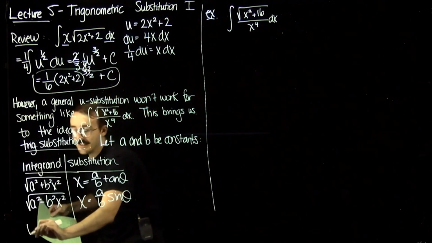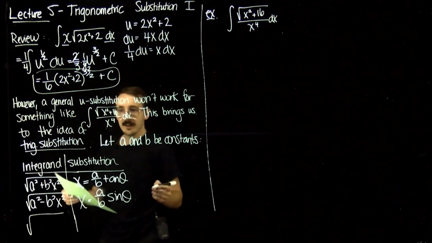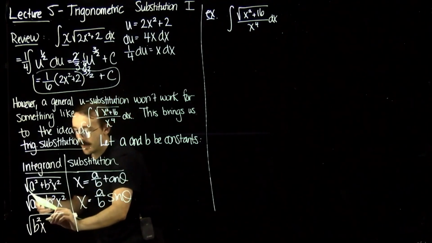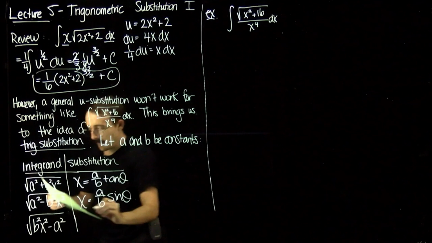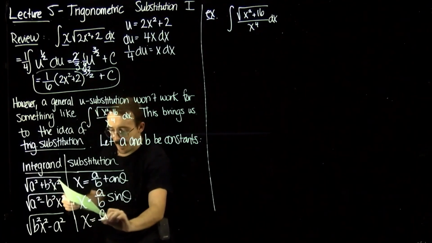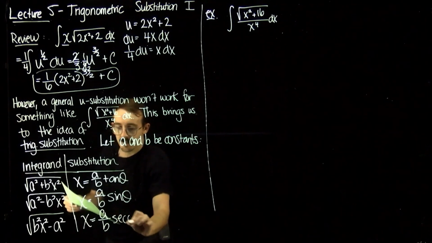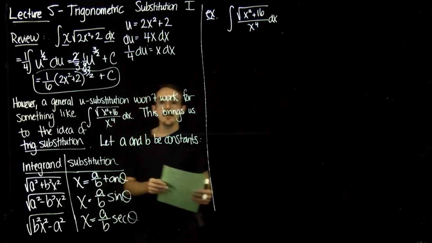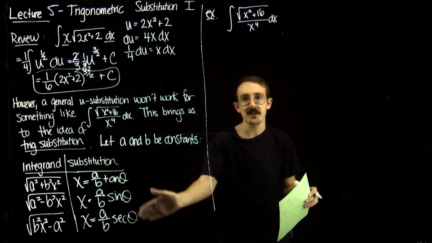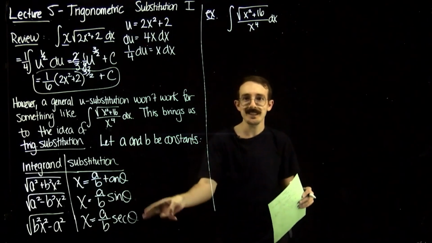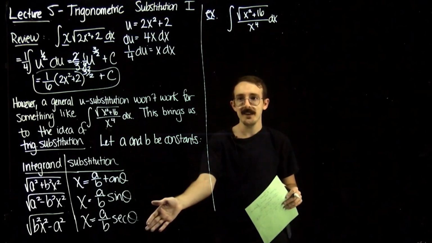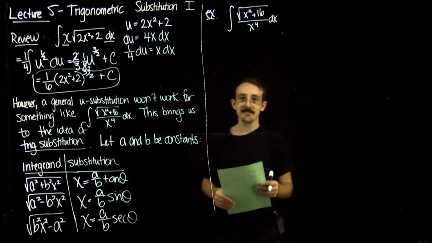And then finally, the last case that you want to write down is what if it's switched? It's b squared x squared minus a squared. Well, in this case, you're going to make the substitution x equals a over b secant theta. If you are a flashcard maker, here are 3 flashcards for you. You will need to know this for the exam. So go ahead and write those down and start committing those to memory.